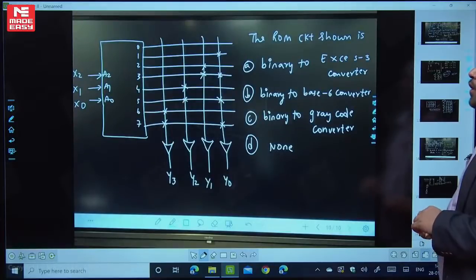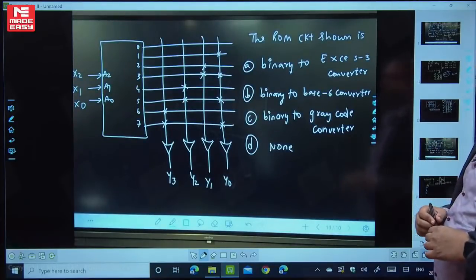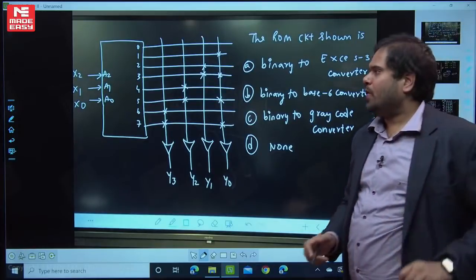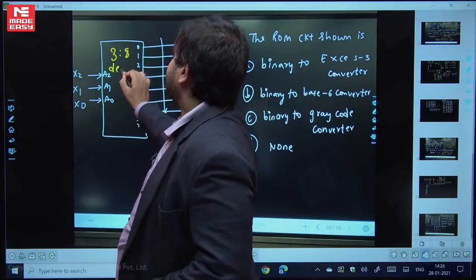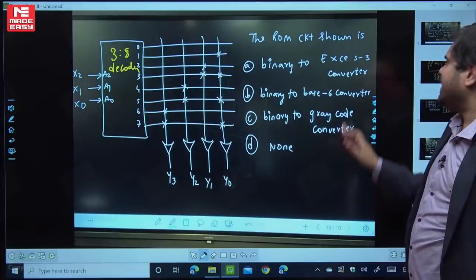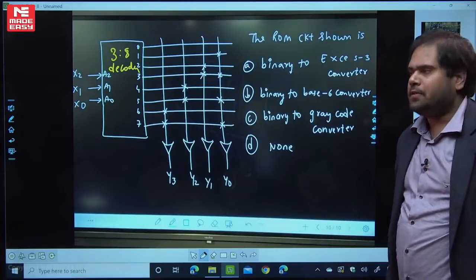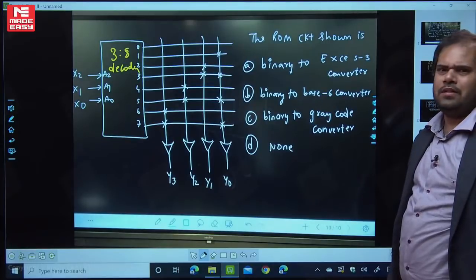Okay. I'm hoping all of you have understood. Now quickly let's take a simple question on the ROM. This is also one good question. This is a 3 to 8 decoder. Now this is a simple ROM circuit. Go through the question. Question can come like this on code converters. ठीक है, code converters. इसको कैसे approach कर सकते हैं? How can we solve this question?